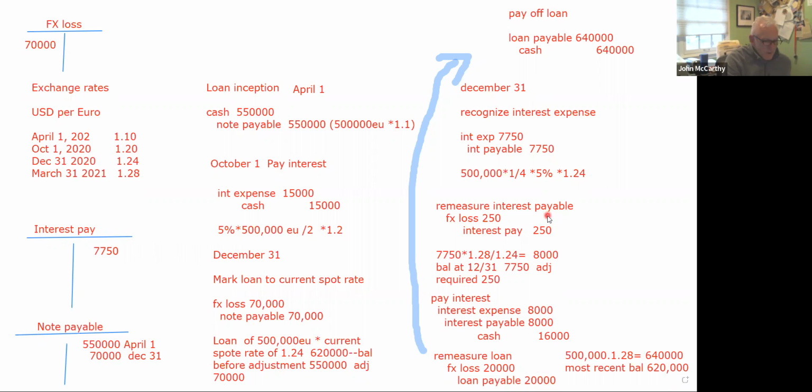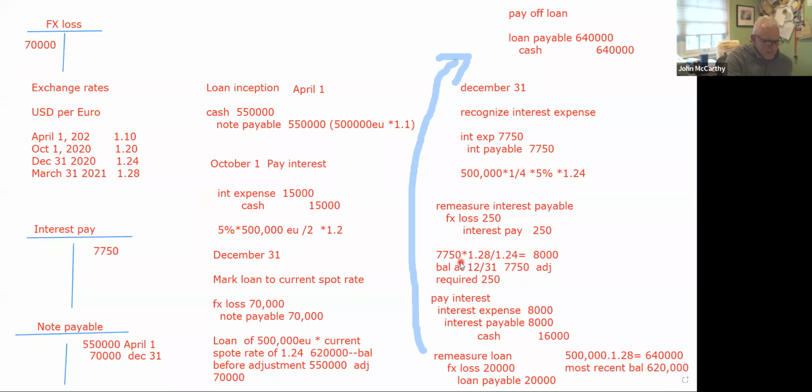So now we have a foreign currency transaction. We have an interest payable. I would argue we don't, but there's an argument made. We have a foreign currency transaction that we have to remeasure. And so the spot rate moved from 124 to 128.